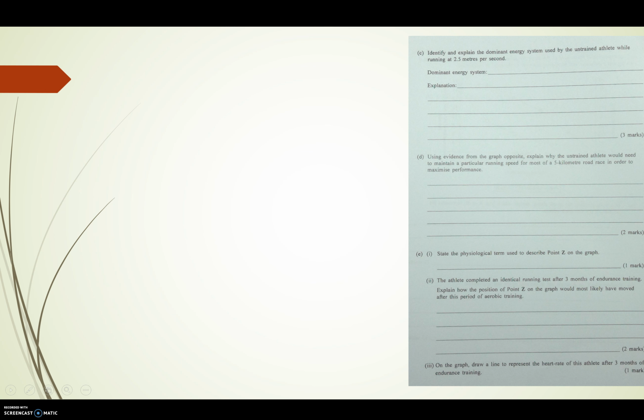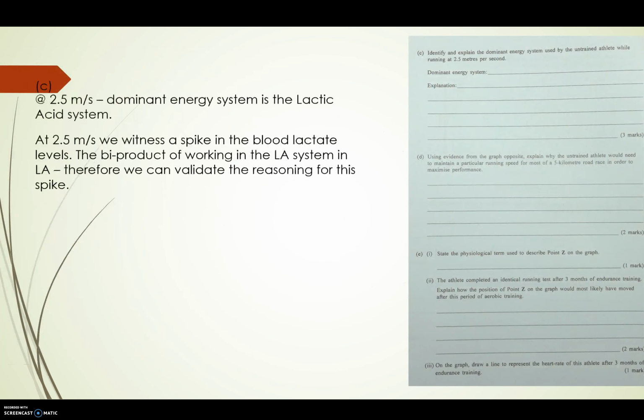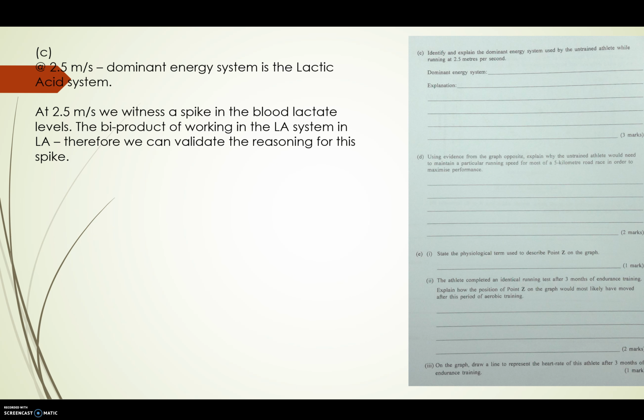Alrighty, let's have a look. Identify and explain the dominant energy system used by the untrained athlete while running at 2.5 meters per second. Let's go back. What are they doing at 2.5 meters per second? So I'd say they're experiencing OBLA. So, what have I written here? At 2.5 meters per second, the dominant energy system is the lactic acid system. At 2.5 meters per second, we witness a spike in blood lactate levels. You could probably even put that on there.